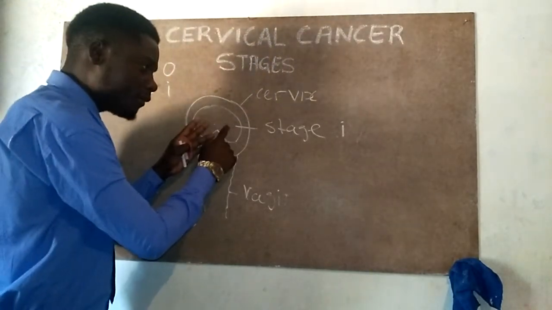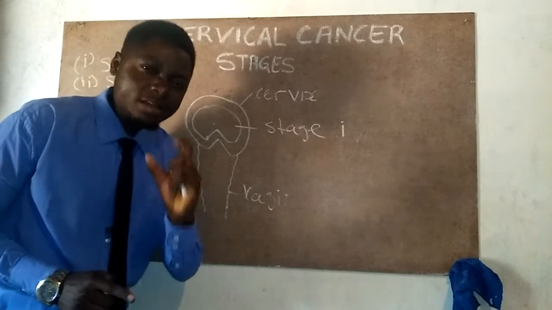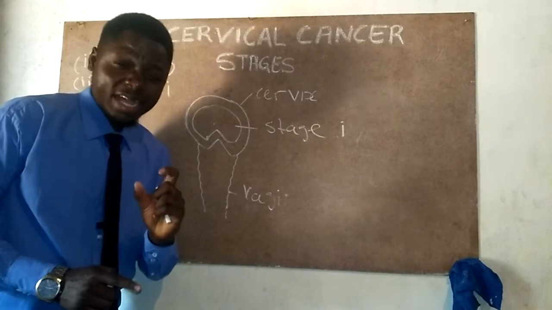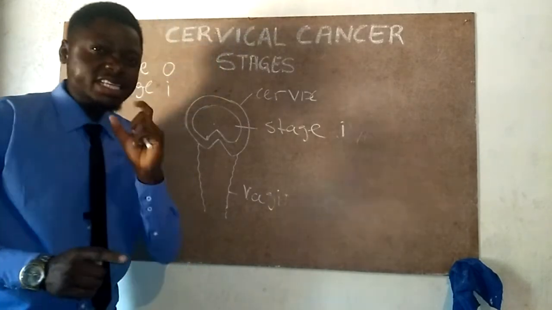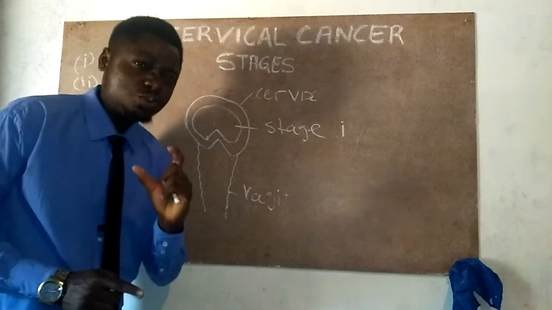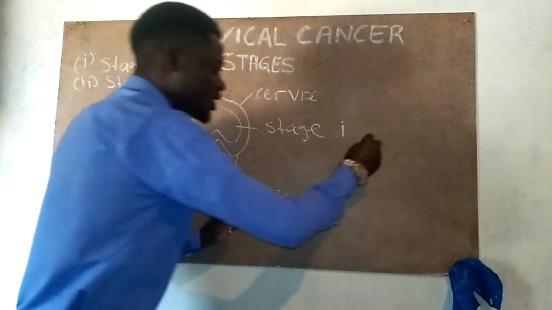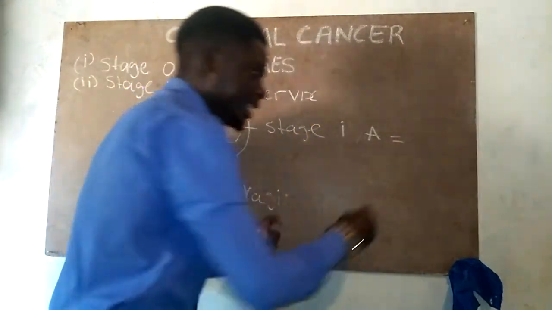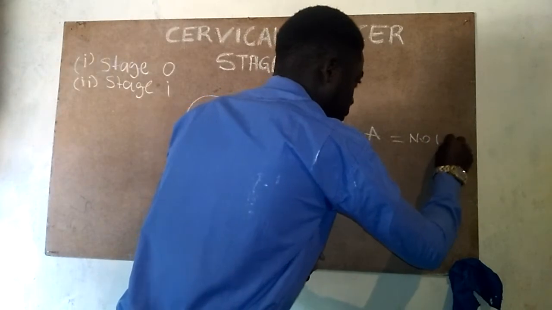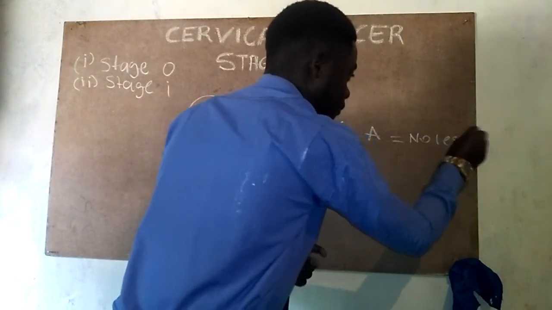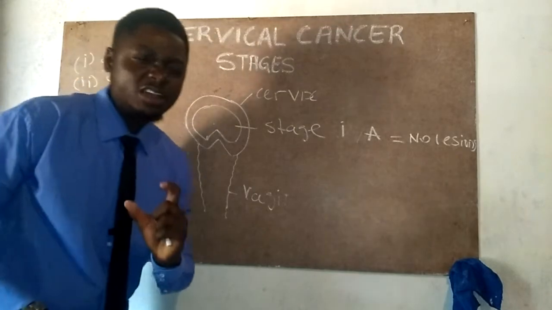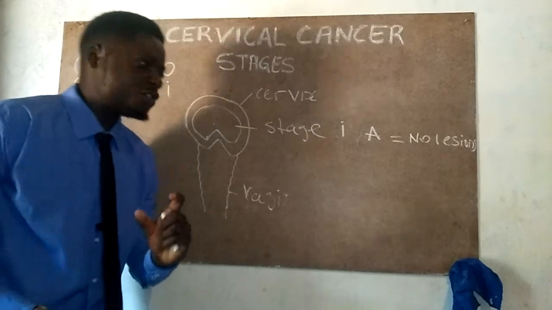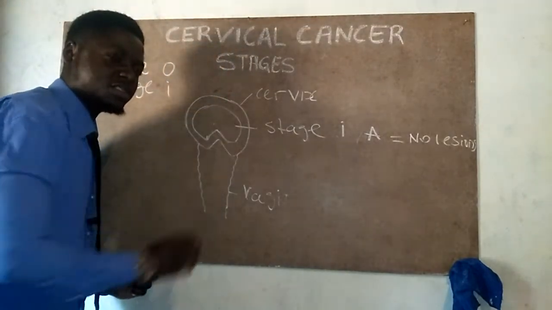They are still here. The only difference is that in stage 1A, the cancer has just started invading, but it is not showing any lesions. The cells are still normal. That is what stage 1A is. No lesions yet, no form of lesions. The cells are still normal, but the cancer has invaded the cells of the cervix, and it's still on top of the cervix.